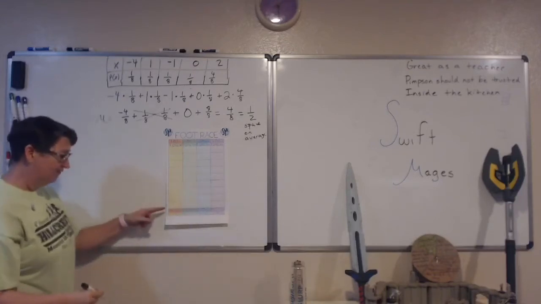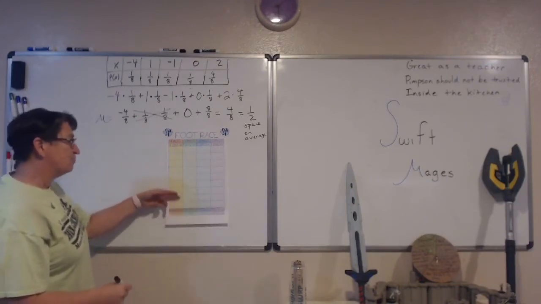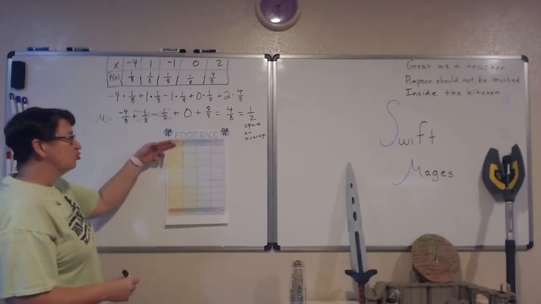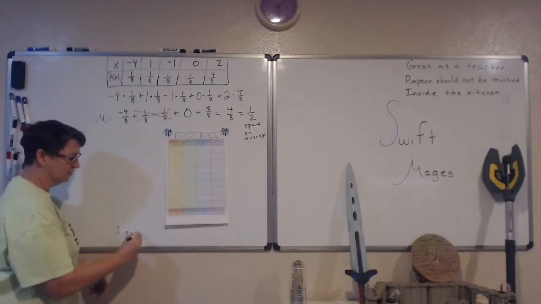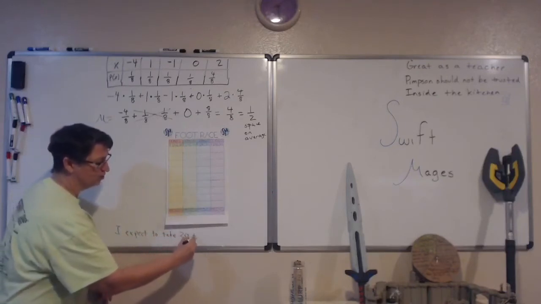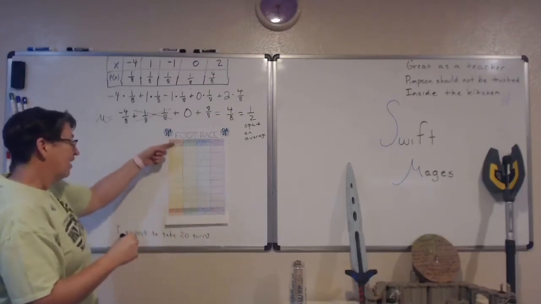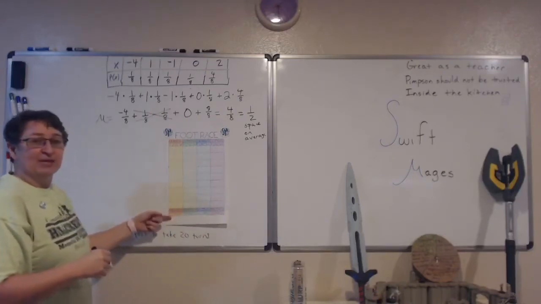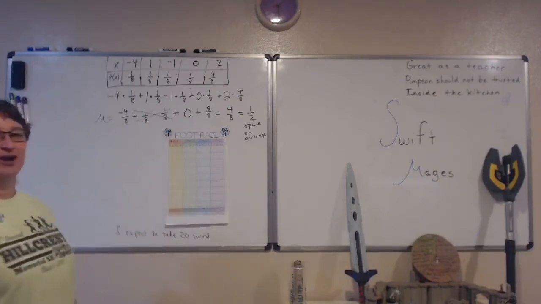That's exactly right. If I'm going half a spot each time, then I would expect to finish the game in 20 turns. So I expect to take 20 turns. What if I were going there and back? Then how many turns would it be? Good, it's 40. That's exactly right. You just double it to go there and back.